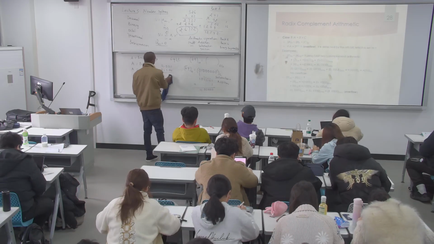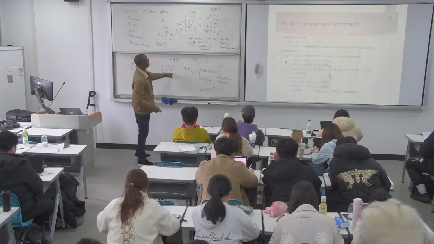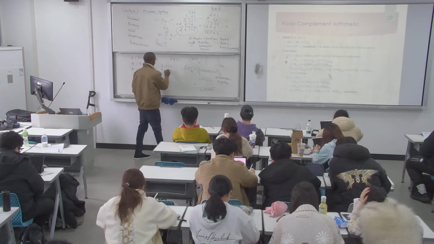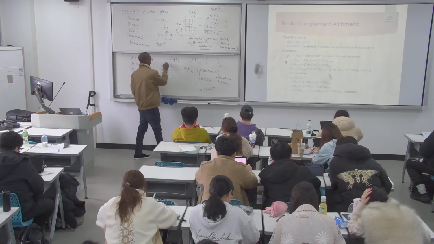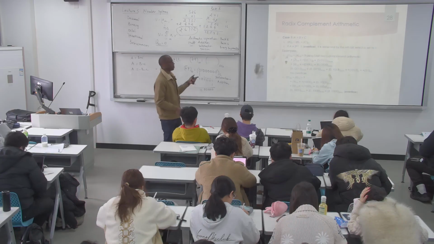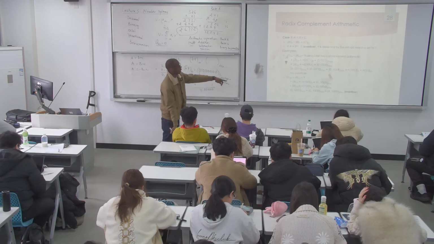You should have found it. We have 4 plus 7. So this is 1, this is 1, this is 0, and this is 1. So 4 plus 7, we got 11, and there is no overflow.